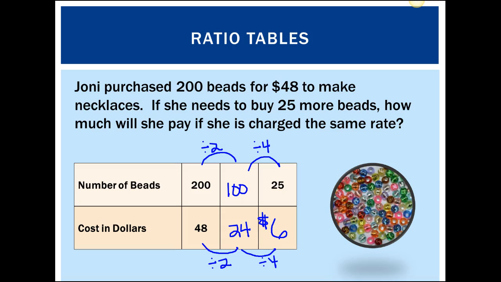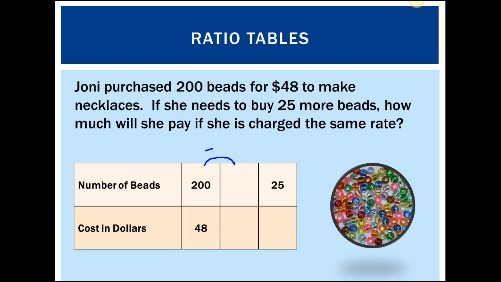That's not the only way to solve the problem, though. We could also divide both the top and the bottom numbers by 4, and we would have 50 on top and 12 on the bottom. We could then divide by 2 to get 25, and divide the 12 by 2 to find that it would cost $6. We get the same answer even though we approached it a different way.